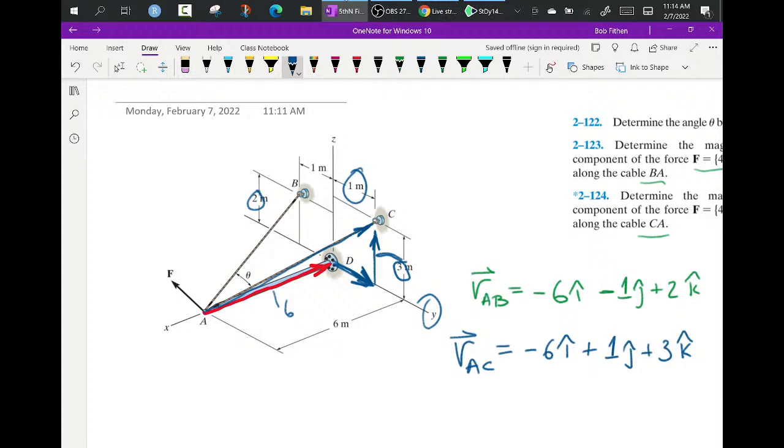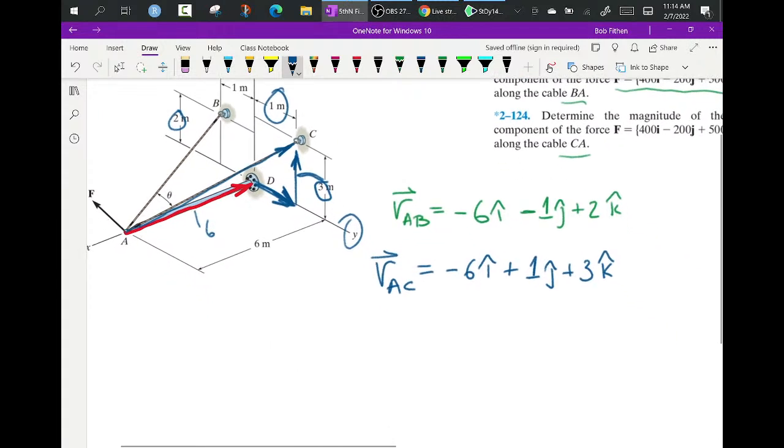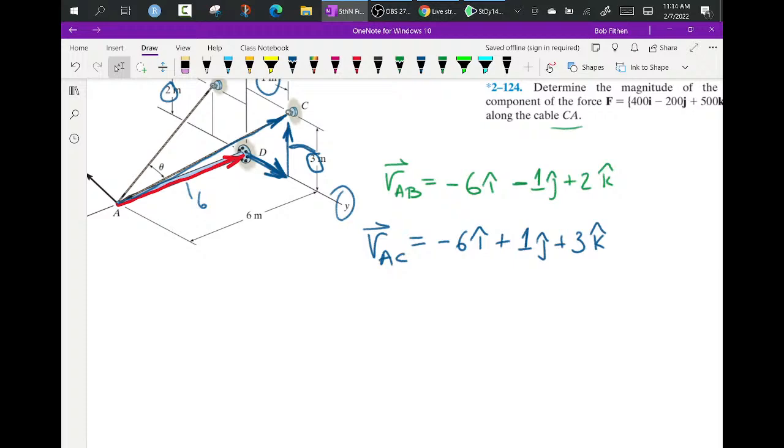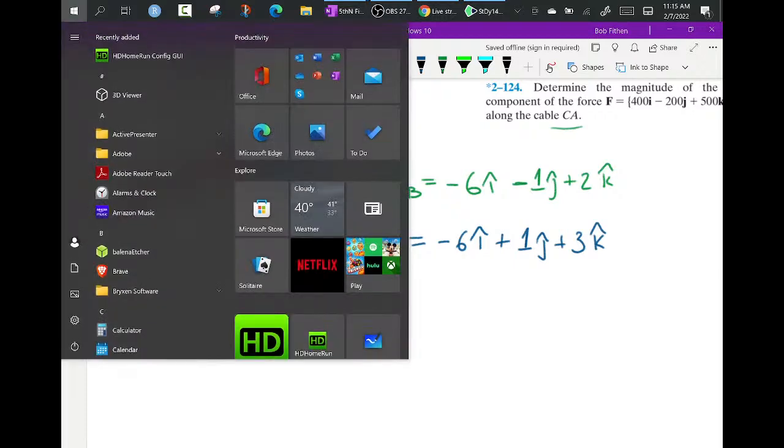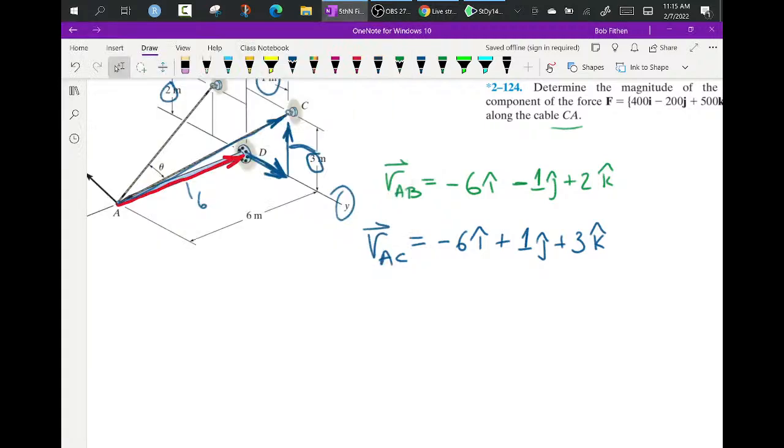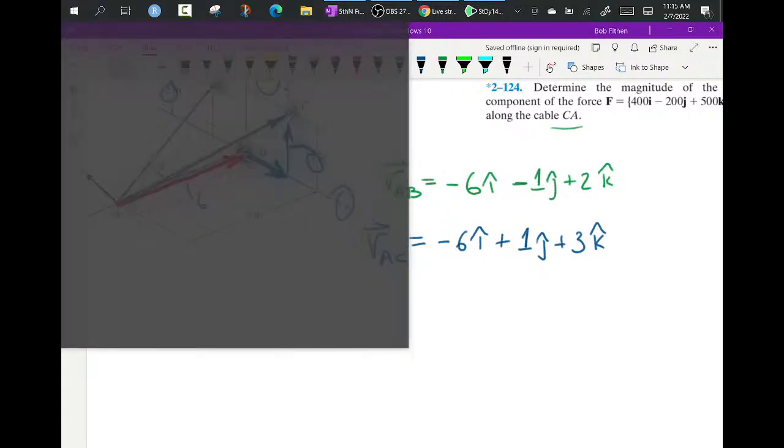Now, my next goal is the unit vector in those particular directions. Okay, wait. Hit the start. Octave.